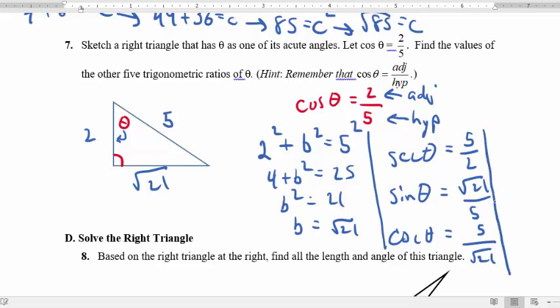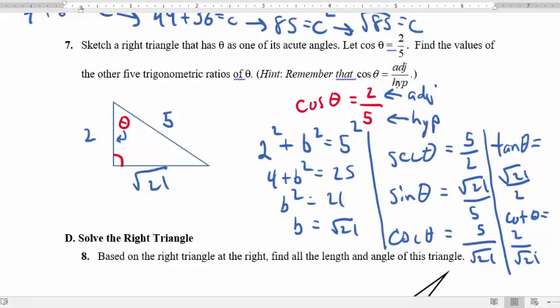And then the tangent is going to be the opposite over the adjacent, so the square root of 21 over 2. And then the cotangent is going to be the reciprocal of that. So it's going to be 2 over the square root of 21. So there's your other 5 trig ratios of theta.